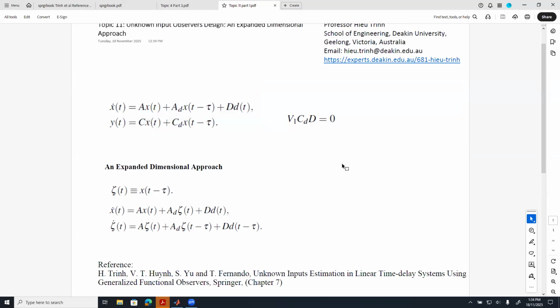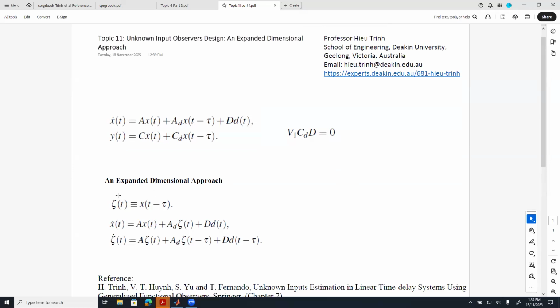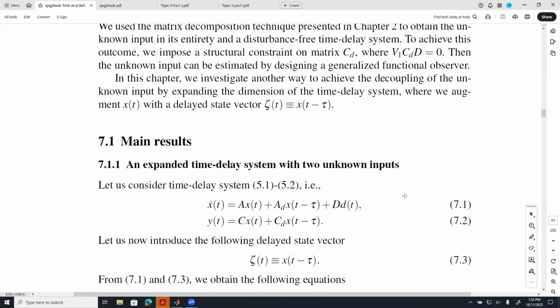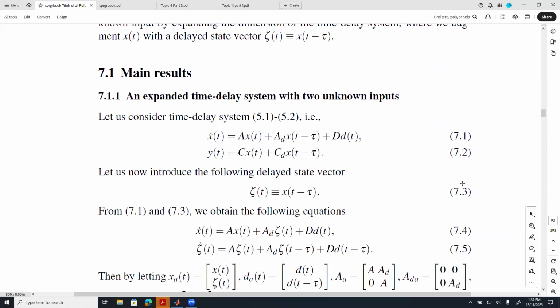The reason for that is we can introduce a stack vector, which is the delay stack vector, x(t minus tau). And if we introduce this vector, then we can actually augment that together with the original vector, and that's the development in this chapter. Okay, so let's have a look at how we went with the development.